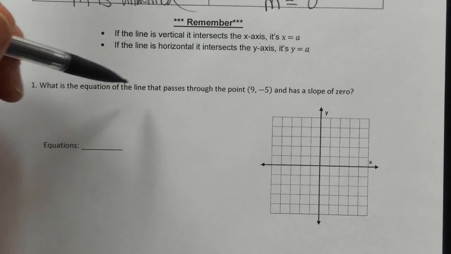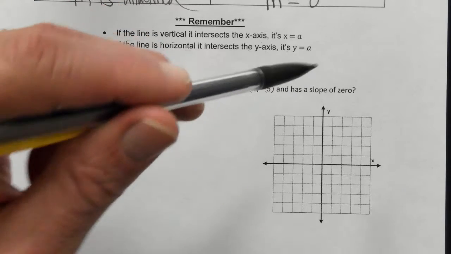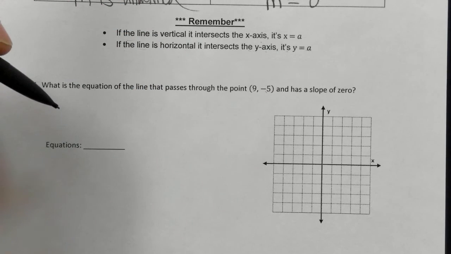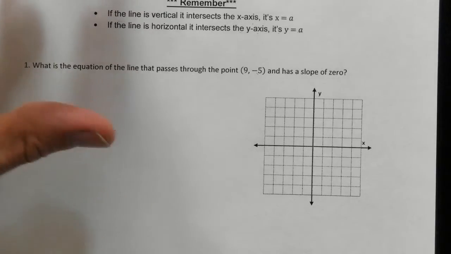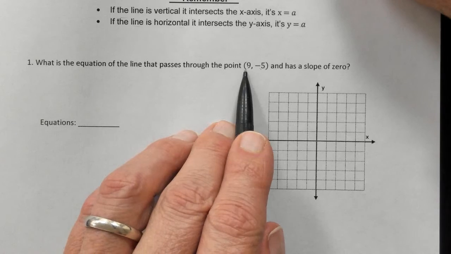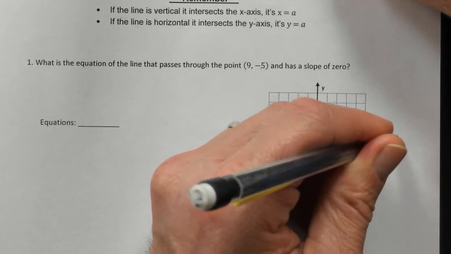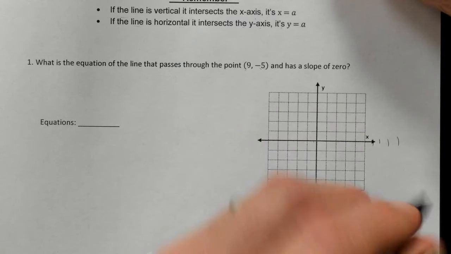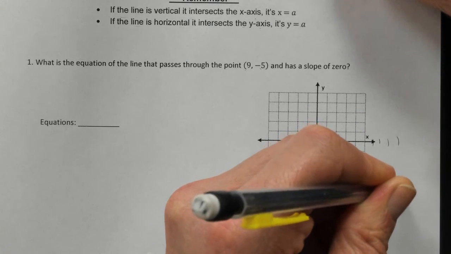It says, what is the equation of the line that passes through 9, -5 and has a slope of 0? In order to answer this question, we'll go over to our graph, and let's see if we can put the point on there. So 9, -5. So over 5, 6, 7, 8, 9. And then we come down -5, which is here. So there's my point.